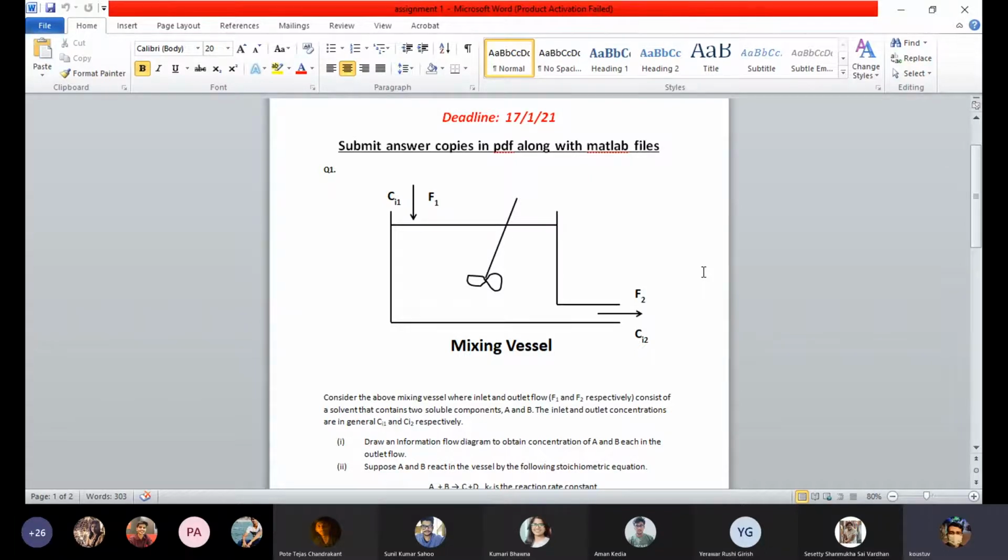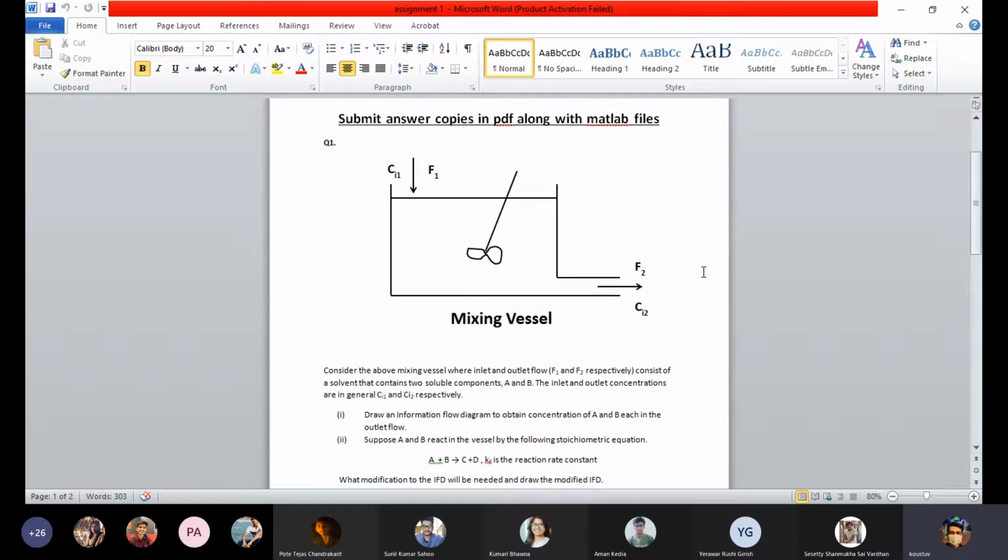So basically what we want is the concentration of A and B at the outlet point. That means CA1 and CB1 are given at the inlet. That is all in terms of notation. So here you don't have to solve anything. Just use the notations CA1 and CB1, and similarly CA2 and CB2. You have to just find the concentration at the outlet flow due to this mixing vessel. Consider this problem as.